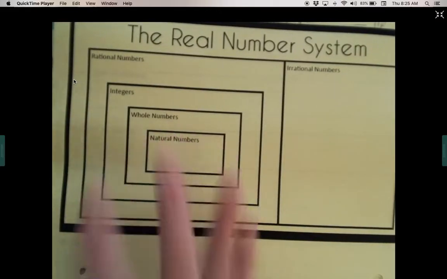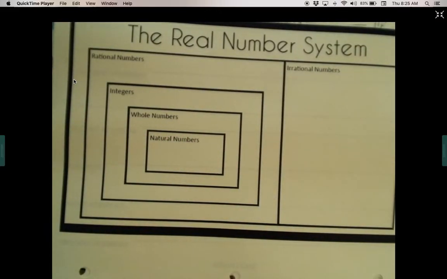So we're going to talk about the real number system. The real number system is like a title for a bunch of different types of numbers. They all kind of fit under the title of real number system. There are imaginary numbers, and you will learn about those not next year, probably Algebra 2, so probably your junior year.